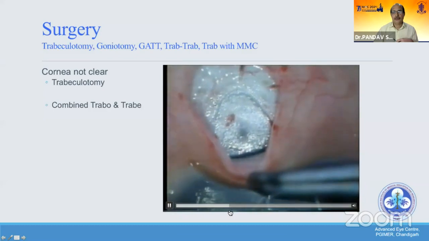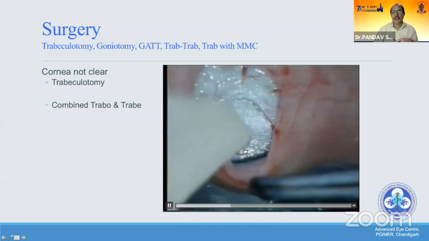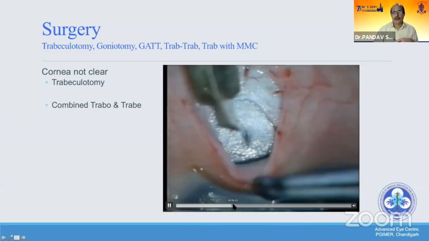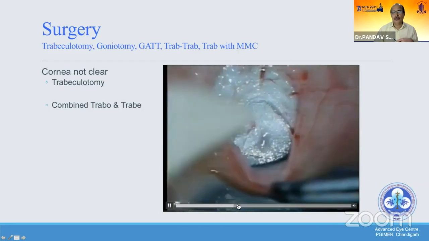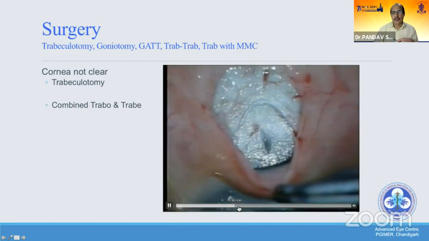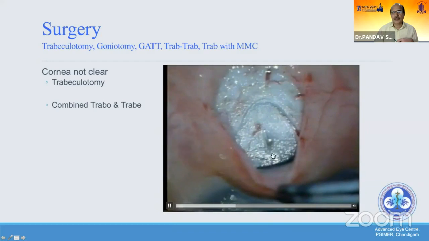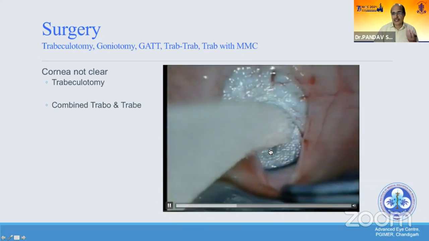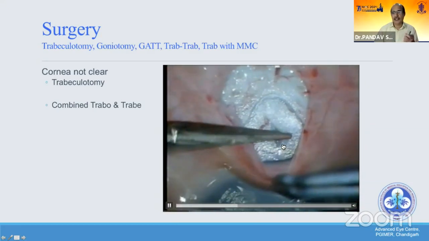Can you see in the video? So you have some fluid started coming. So we have actually opened up the Schlemm's canal. You can open it a little more, and you can see the fluid is now nicely coming. It should gradually come. It should not come as a spurt. If it comes as a spurt, then you have entered the anterior chamber.